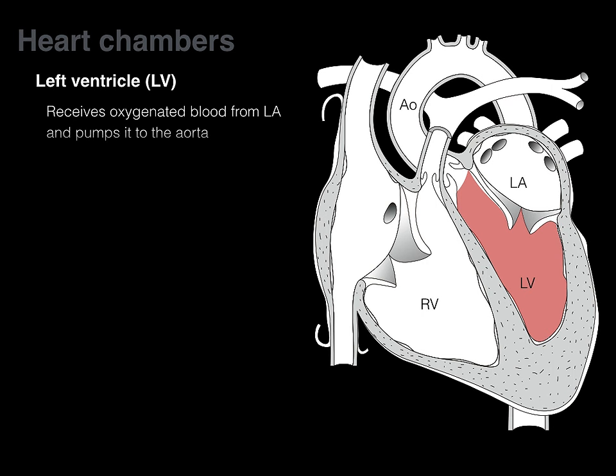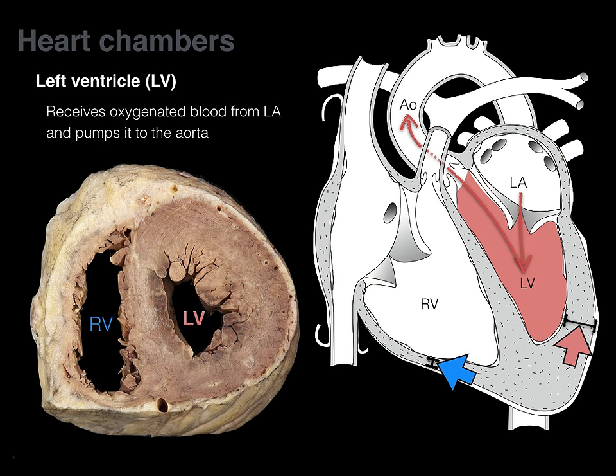Now the left ventricle receives oxygenated blood from the left atrium and pumps it into the aorta, like that, through the aortic valve. And notice the thickness of the myocardium of the left ventricle and the thickness of the myocardium of the right ventricle. Now we take a look at a cross section of the heart. Look at the thickness difference.